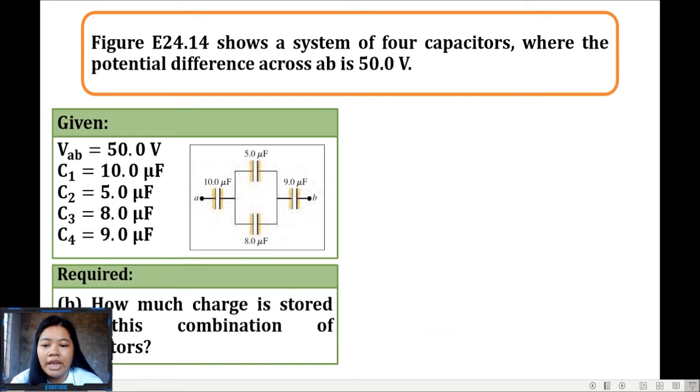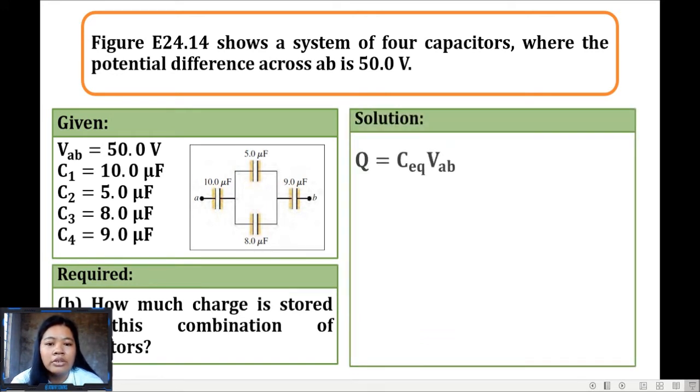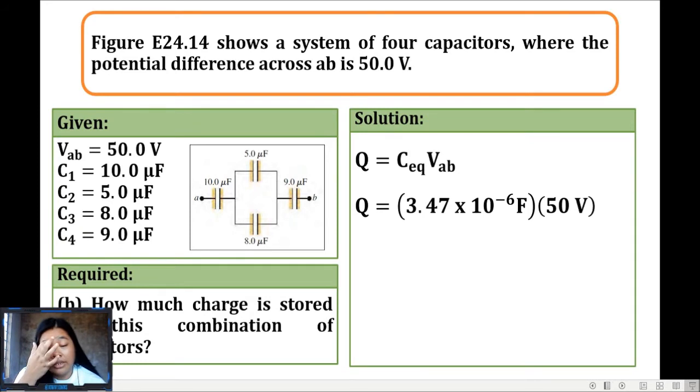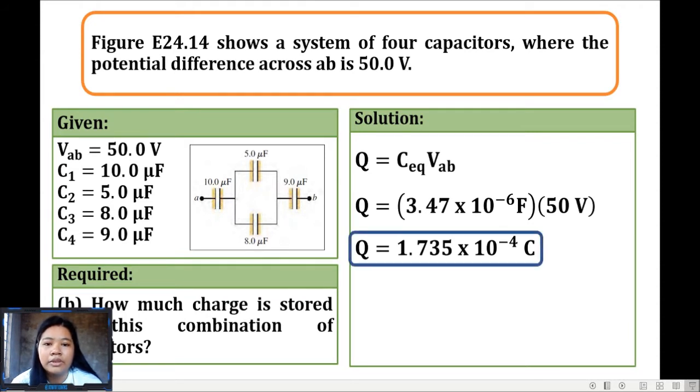For letter B, how much charge is stored by this combination of capacitors? We can use Q is equal to equivalent capacitance times the potential difference. So we simply substitute 3.47 times 10 raised to negative 6 farad times 50 volts. This gives us 1.735 times 10 raised to negative 4 coulomb. So this is the charge of the combination of capacitors.